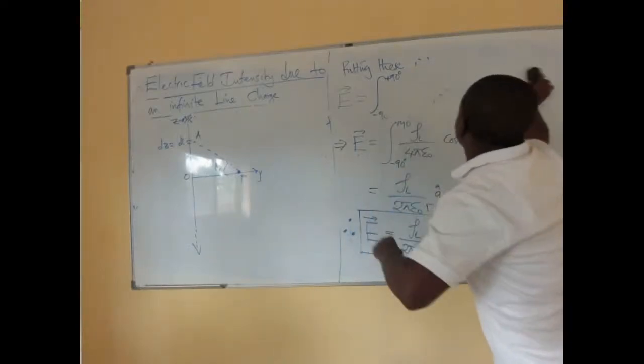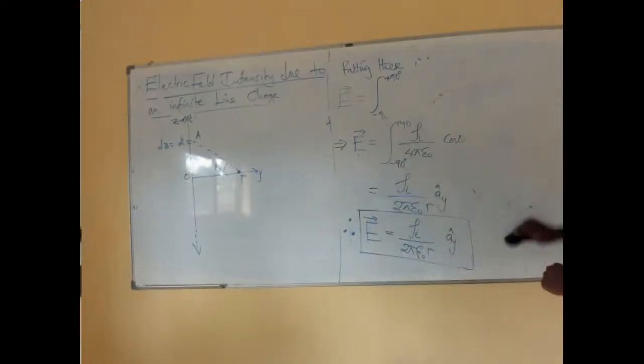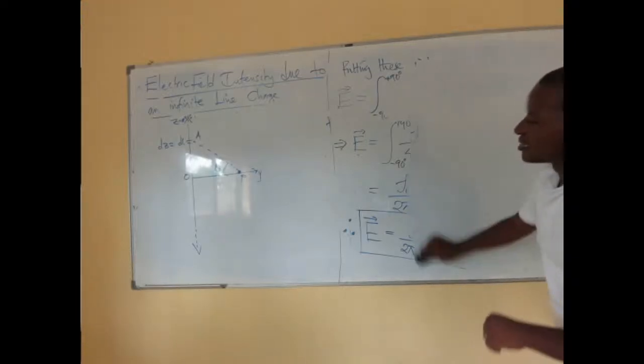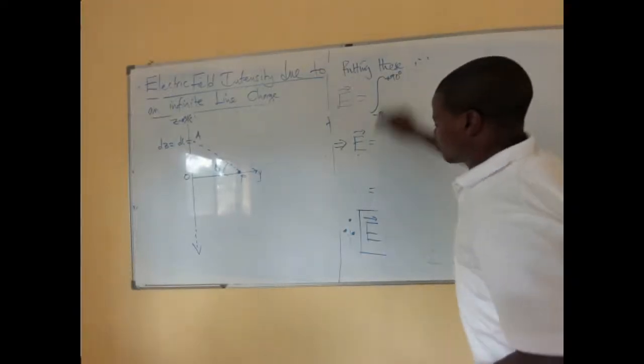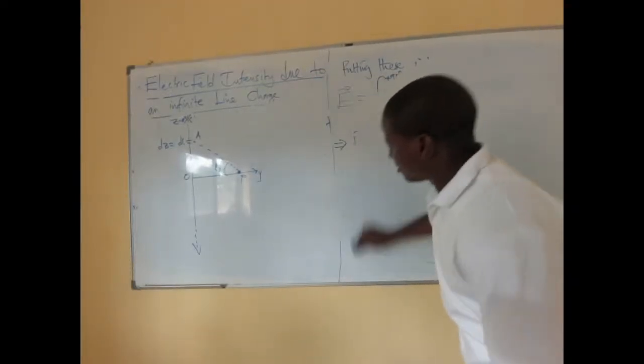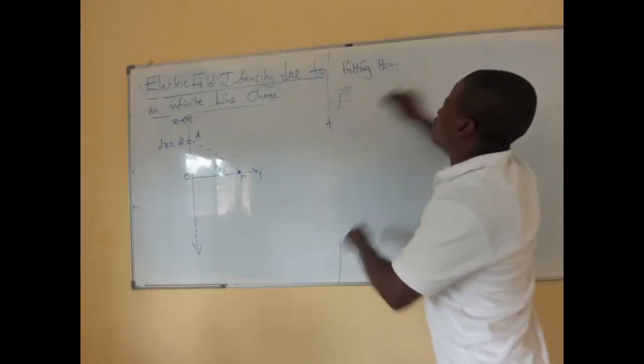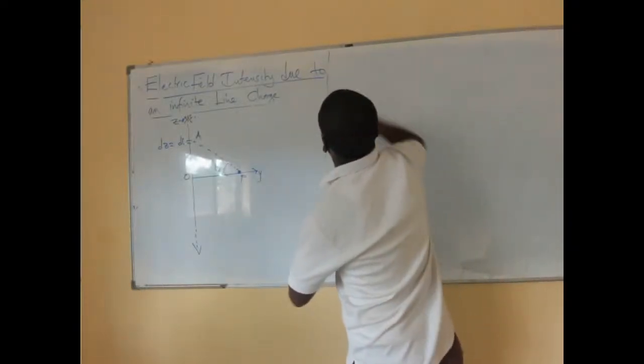So we have done the electric field intensity due to a ring. We have done the electric field intensity due to an infinite line charge. Now we want to do another example, which is number 3.